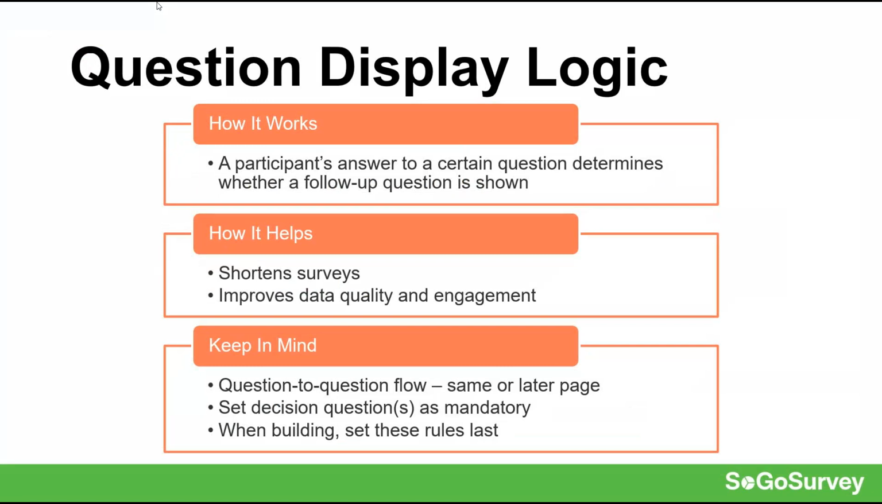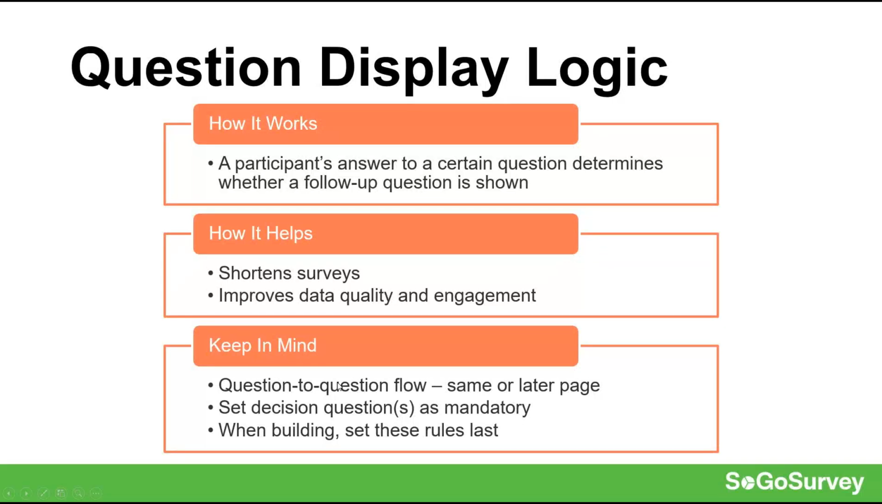Question display logic. So another form of logic. As you have seen actually, this results in a participant's answer to a certain question leading to a follow-up question being shown. So if they answer this question, then it will show this question. If not, then it will keep it hidden. So once again, just like with branching, it helps shorten surveys, and helps improve the quality of your data and your engagement.